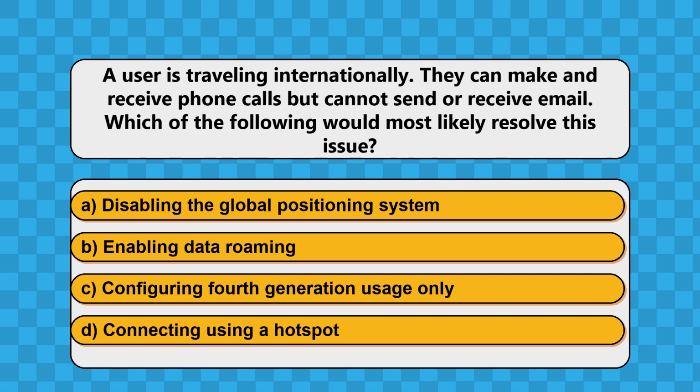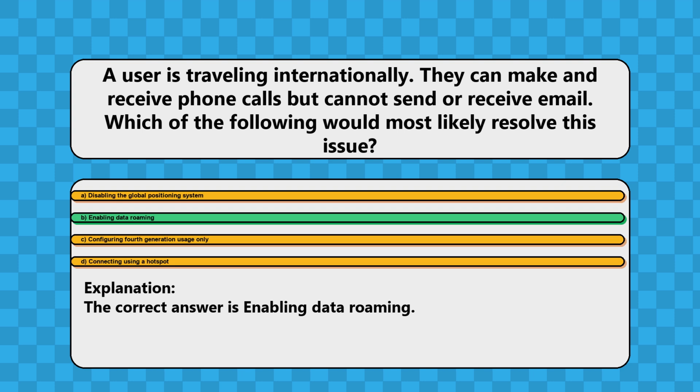Question 62. A user is traveling internationally. They can make and receive phone calls but cannot send or receive email. Which of the following would most likely resolve this issue? Option A, disabling the global positioning system. Option B, enabling data roaming. Option C, configuring fourth generation usage only. Option D, connecting using a hotspot. The correct answer is option B, enabling data roaming.